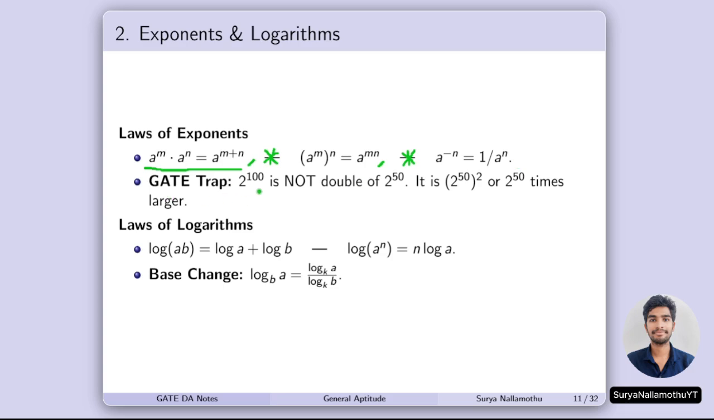So the GATE trap is 2 power 100 is not double of 2 power 50. So it is 2 power 50 here. This way we need to change the values. And laws of logarithms, these are the laws of logarithms we have. Log ab is nothing but log a plus log b, and here this is another formula.